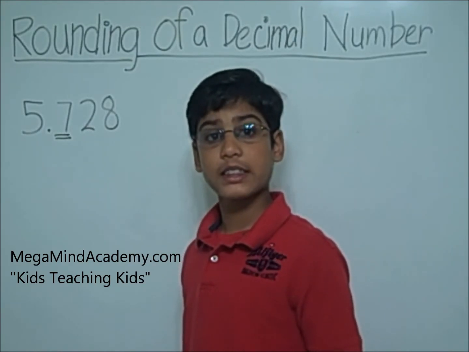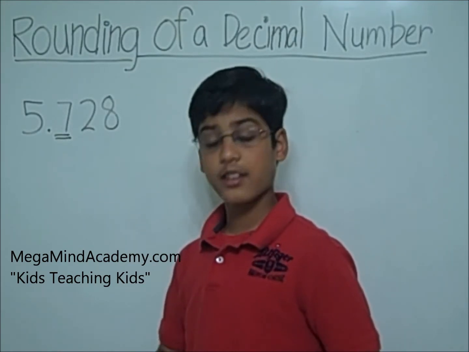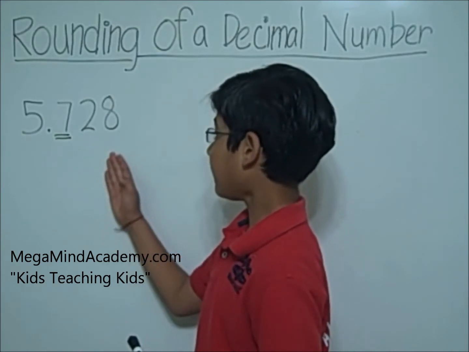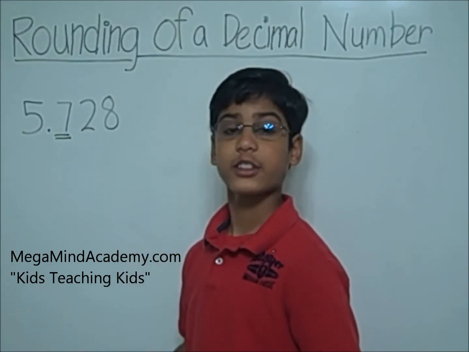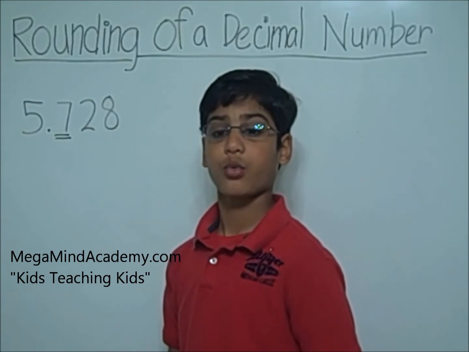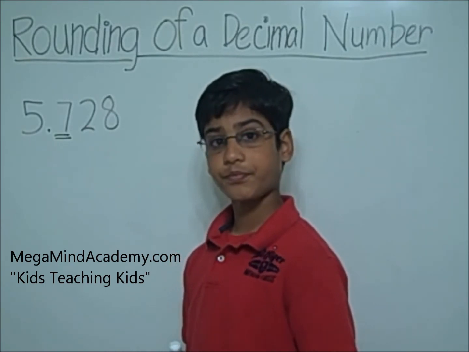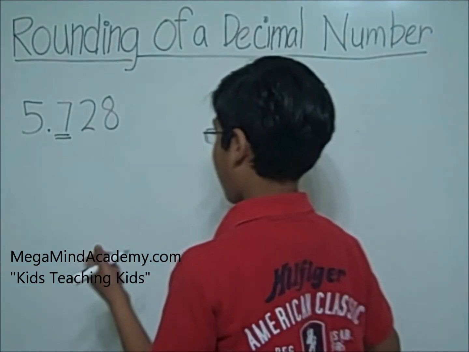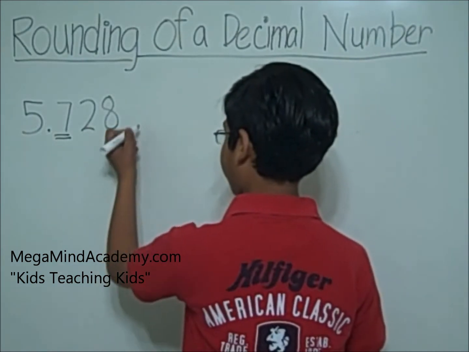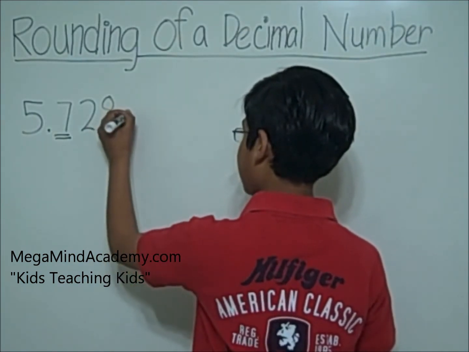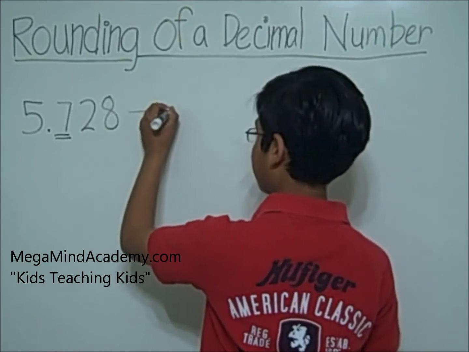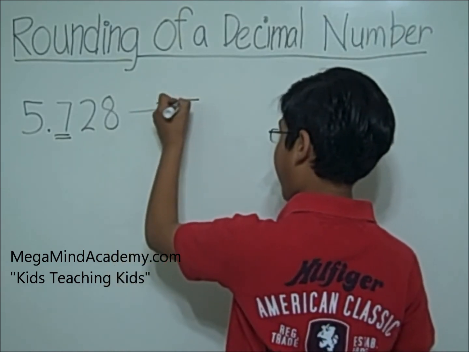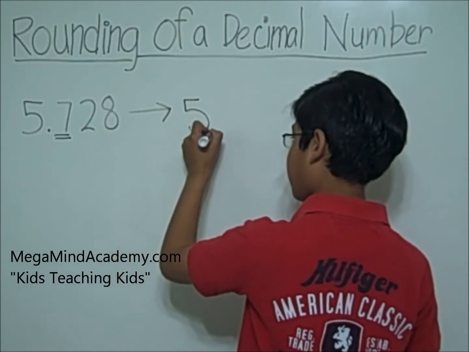So the 7 remains the same as 7, and the 2 and the 8 become zeros, because they are both on the right side of 7. So 5.728 rounded to the nearest tenth becomes 5.7.